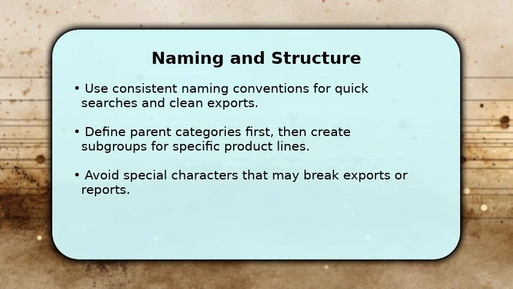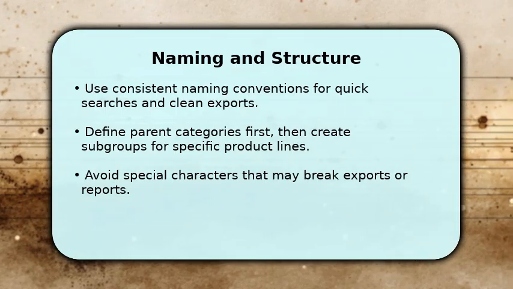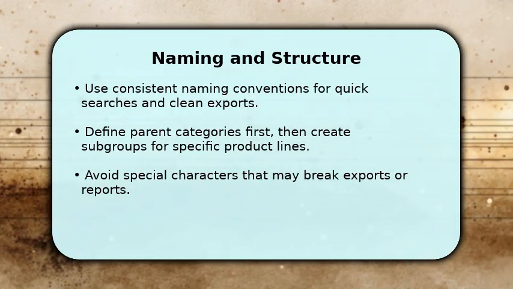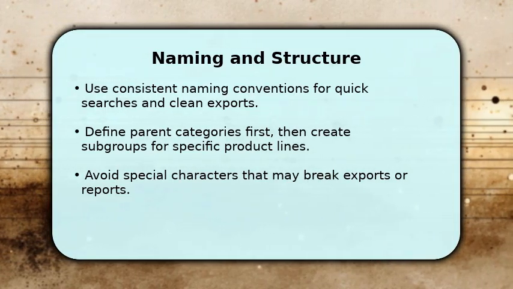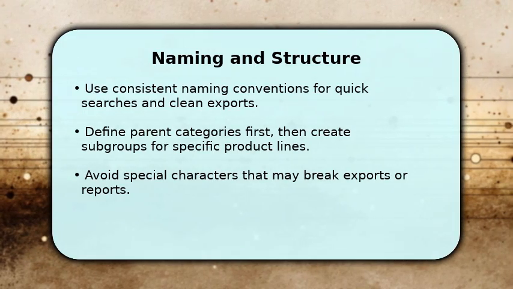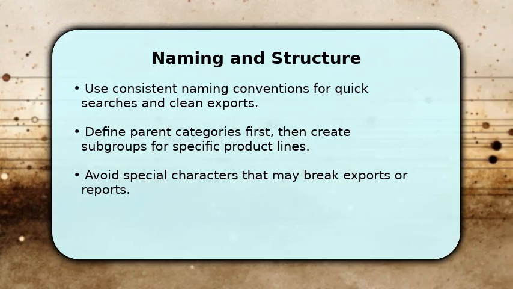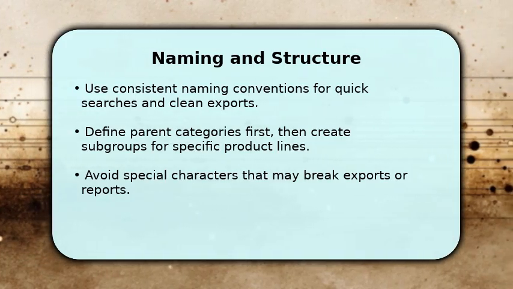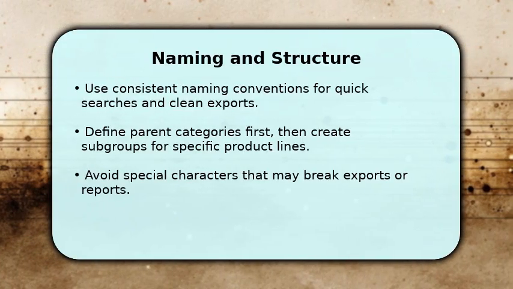Assign relevant units, valuation method, and opening balances to each group to keep records accurate. Use naming conventions that support quick searches and reporting, and avoid symbols that might break exports. Regularly review groups to merge duplicates and improve inventory clarity across Tally's reports and vouchers.